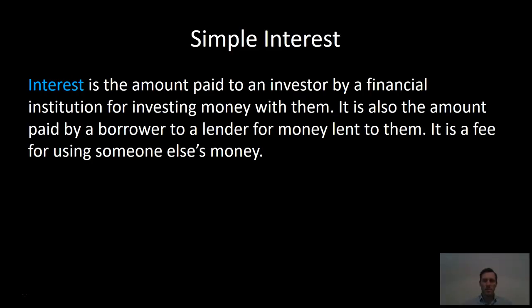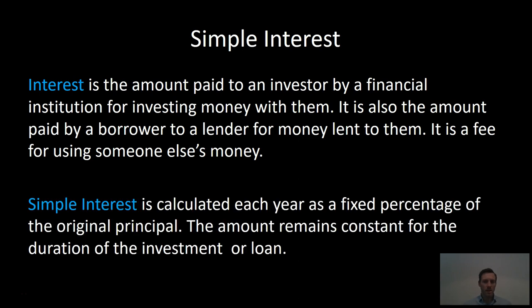In return for investing money, financial institutions pay investors a fee called interest. It's also the amount paid by a borrower to a lender for money lent to them. When you invest your savings with a financial institution, you're effectively lending your money to them. The financial institution acts as the borrower, so they pay you interest. Interest is calculated as a percentage of the amount invested or borrowed. In this video, we'll look at the method for calculating simple interest.